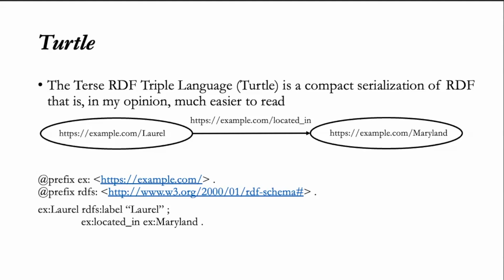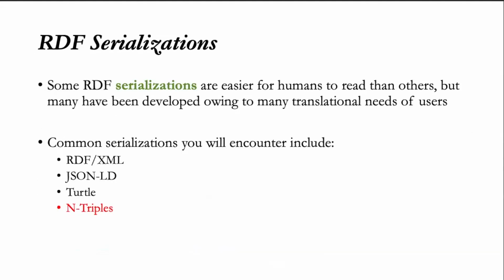You have Laurel, label, and it's located in Maryland. And then the EX here is just all that nonsense. RDFS, all that nonsense. But you put the colons there, you can abbreviate it. You don't have to look at all that mess. You see a very clean sort of triple structure. N-Triples is another example you might come across.